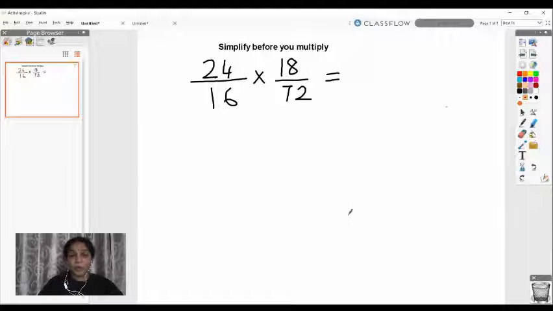Hi students, hello everyone. Today we are going to learn about a calculation technique that I use and I call this simplify before you multiply.